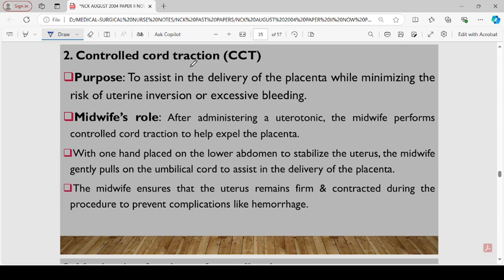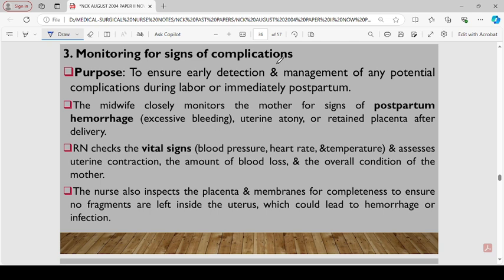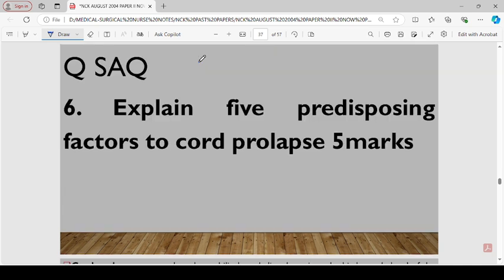The nurse is also supposed to carry out the controlled cord traction, commonly referred to as CCT, and this is just to assist the delivery of the placenta while minimizing the risk of uterine inversion or excessive bleeding. You also monitor for signs of complication to ensure that there is early detection and management of any potential complication during labor or immediately after the delivery, right?